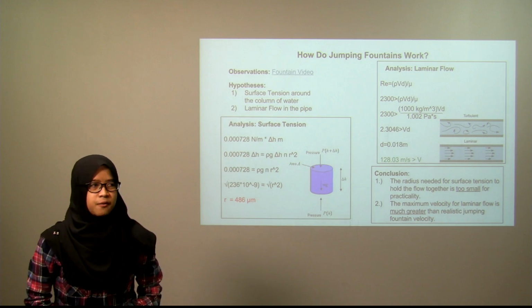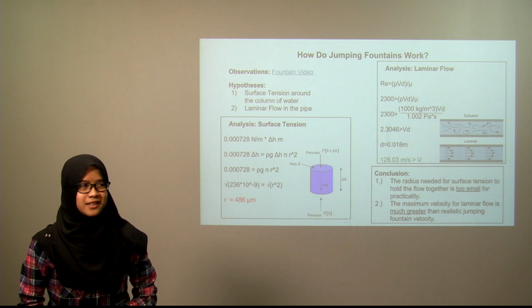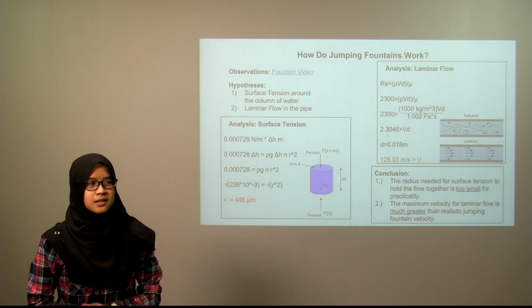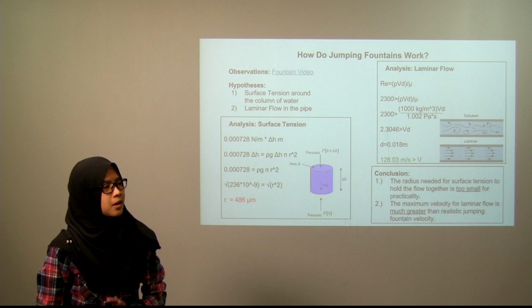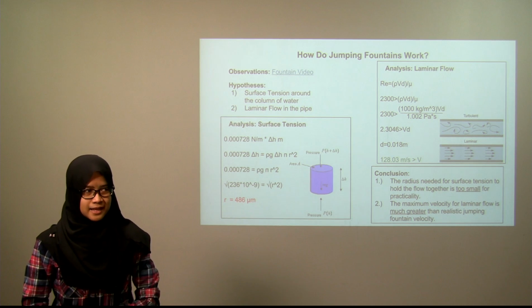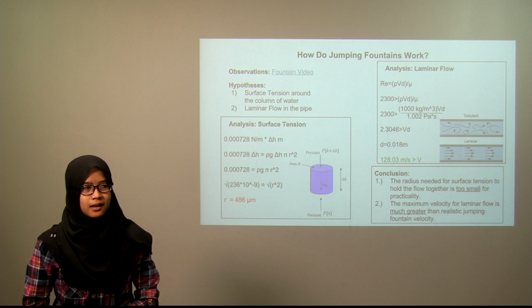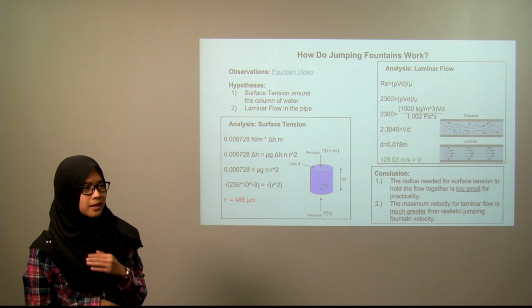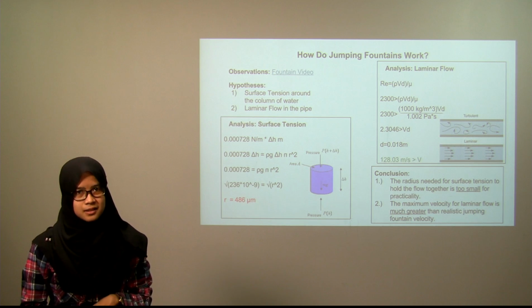So to conclude, from the surface tension analysis, the radius is too small to be practical, so it is irrelevant. But from the laminar flow analysis, the value makes sense. It's fast, but any number below that number will work for jumping fountains to work.